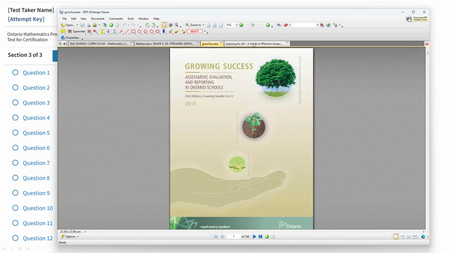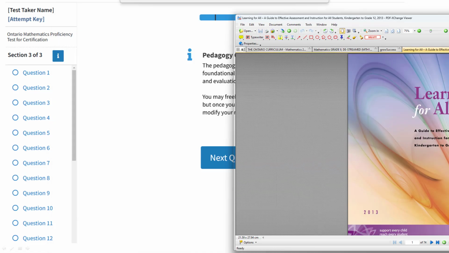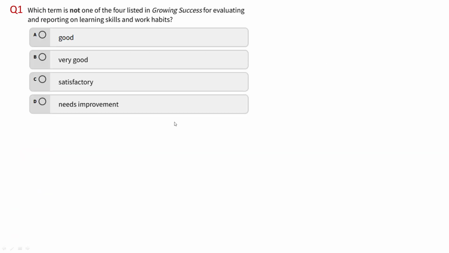Growing Success and Learning for All. So you need really to be familiar with all four of these documents to answer each of these questions. I am going to show you where each one comes from. This just shows up to 12. There's 22 questions in this part in the practice test.